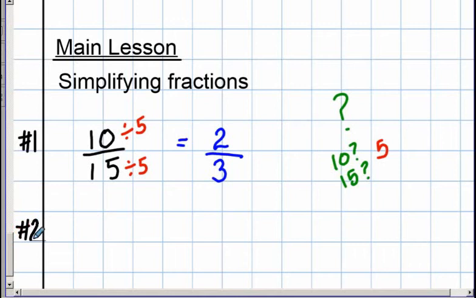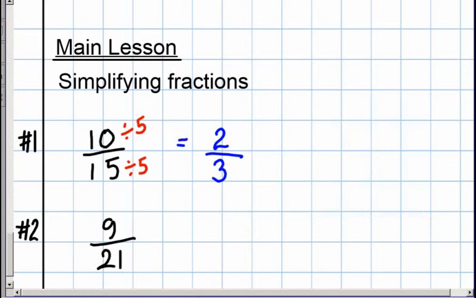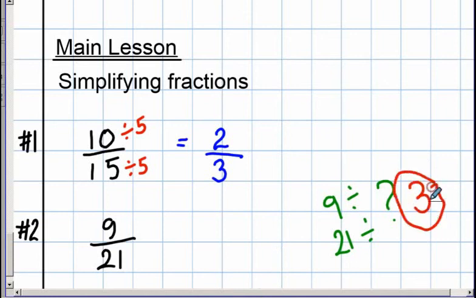Example 2. 9 over 21. So here's what we're racking our brains to think. And it isn't always an answer, in real life anyway. Is there a number that will divide into 9 and at the same time divide into 21? Is there one number? It's called a common factor. And there is. And that number is 3.